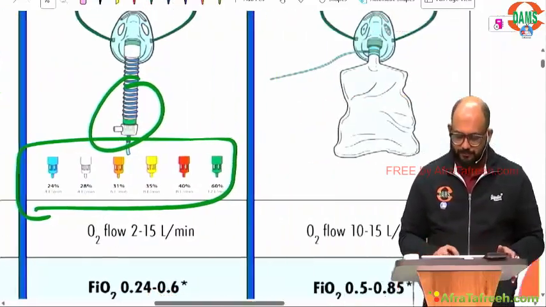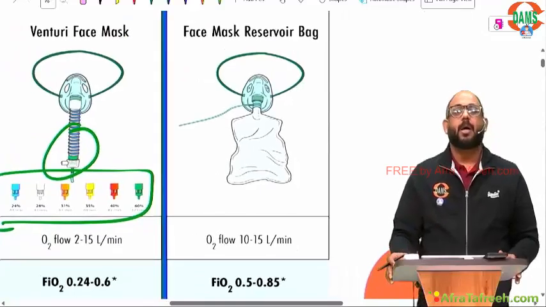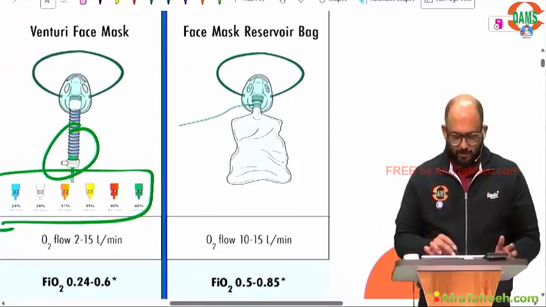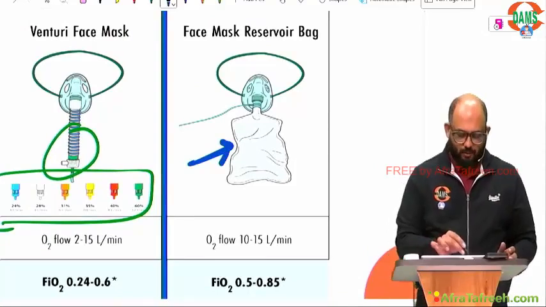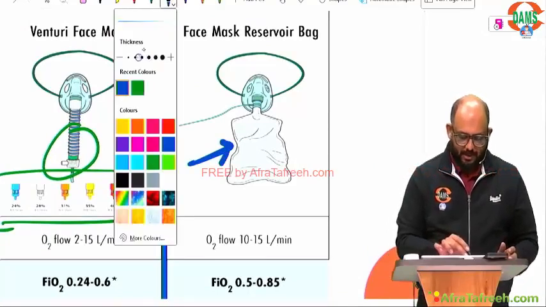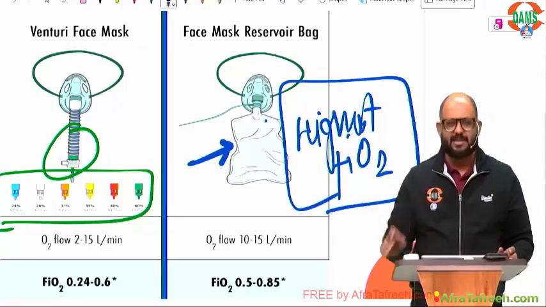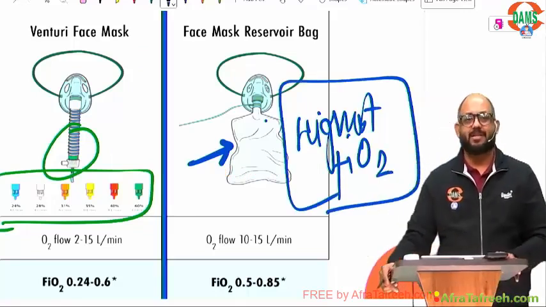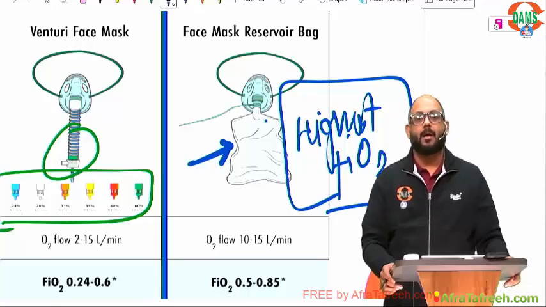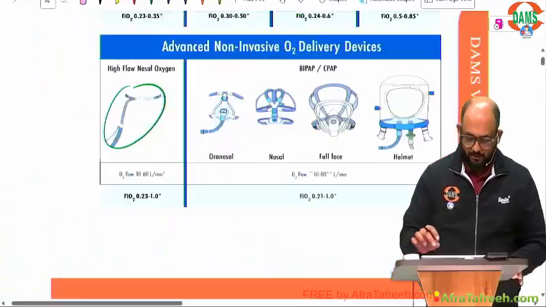All right. Third, face mask with reservoir bag. So you will always see a reservoir bag which gives you highest FiO2. If somebody asks you in oxygen delivery devices, which device gives you highest FiO2, that would be NRBM, non-rebreathing mask.